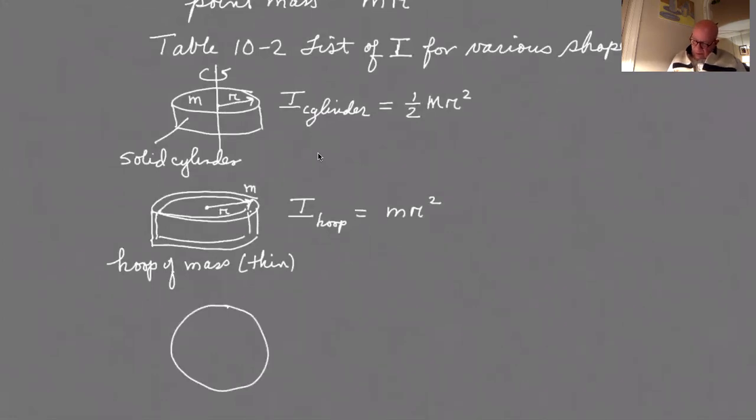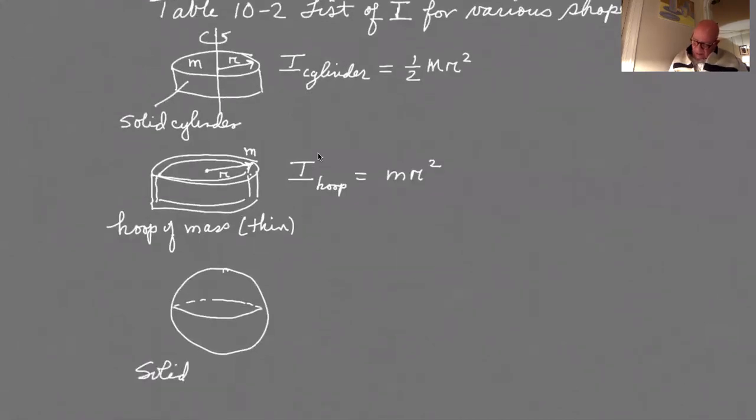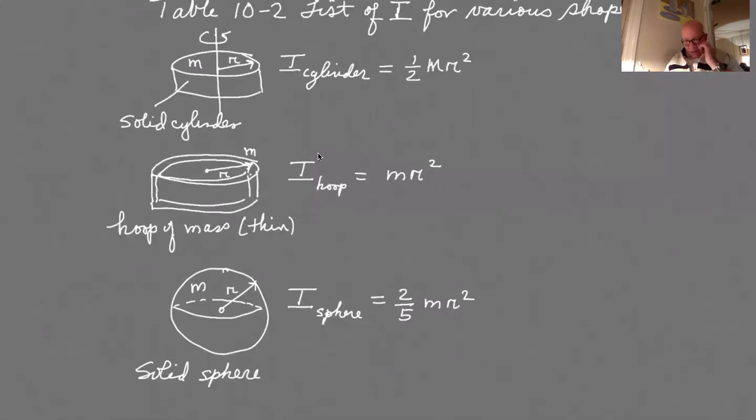And the last one that I'll draw out here is a solid sphere of radius r and mass m. Then the rotational inertia of the sphere is equal to 2/5 mr squared. So again, you're beginning to see that for these highly symmetrical objects, we have some coefficient out in front times mr squared, where the coefficient is less than or equal to 1.